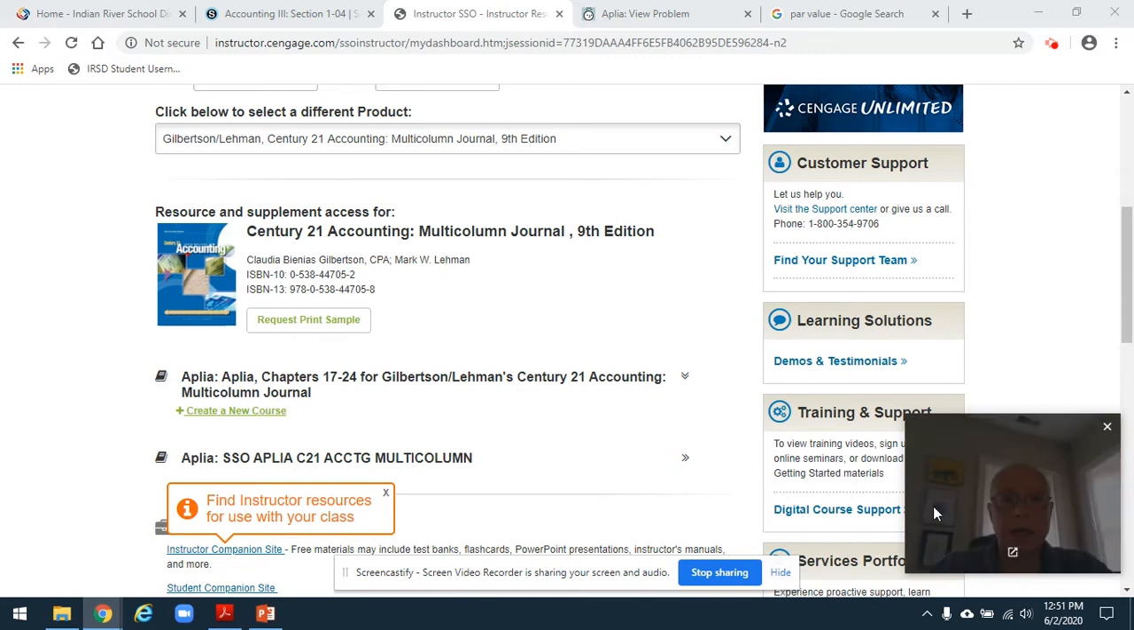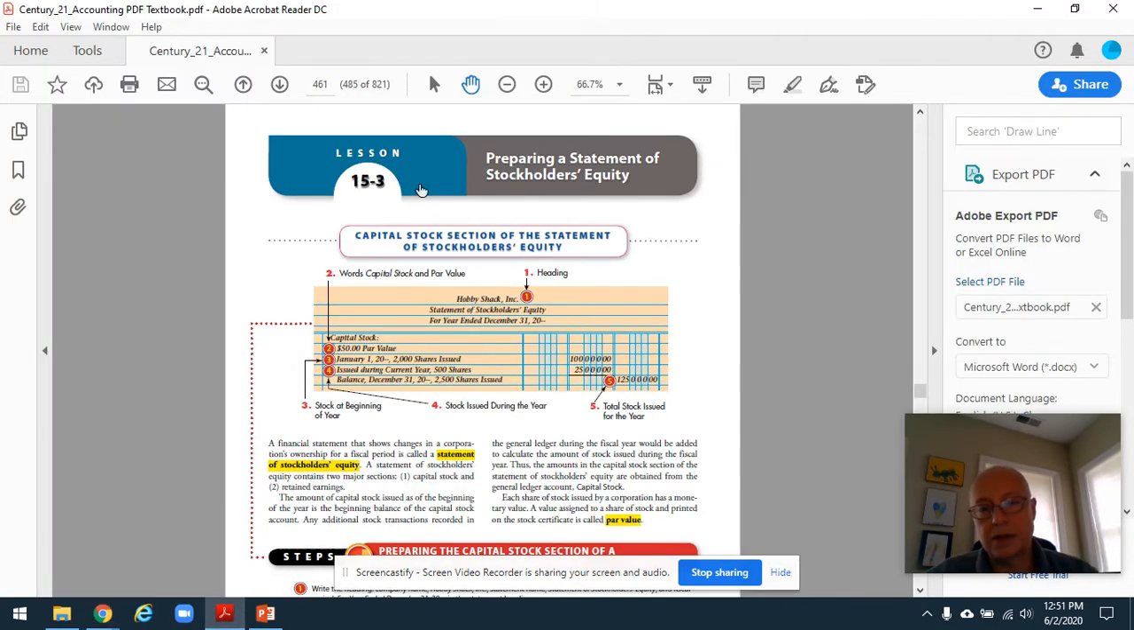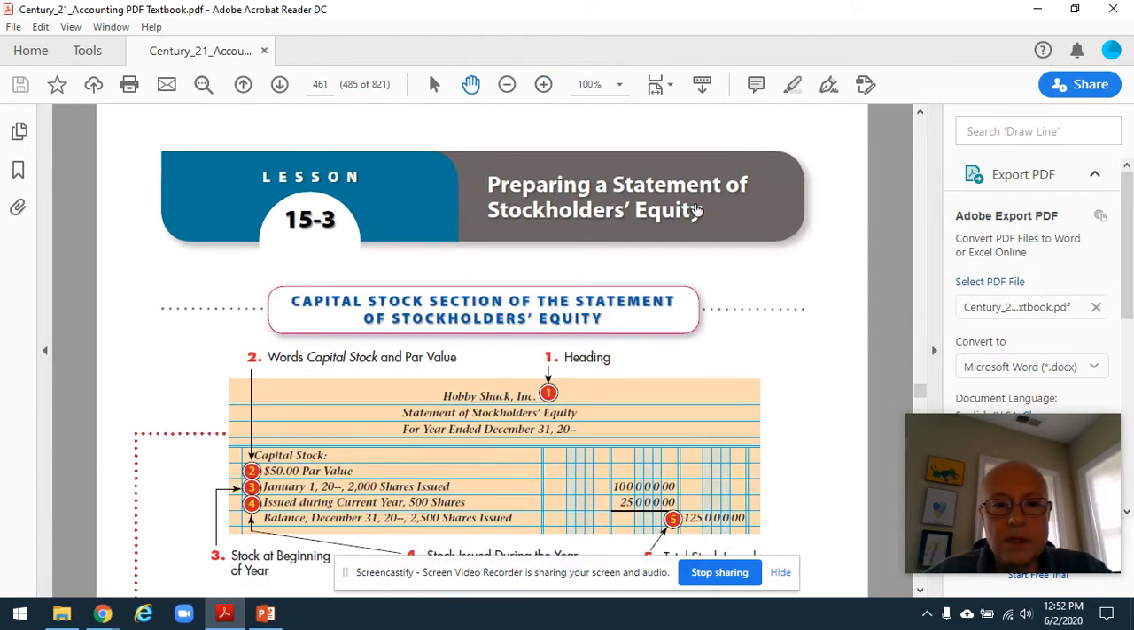So we're going to jump right in and do the statement of changes to stockholder equity. Now, I'm going to go through this fast. It's a short chapter. So this is not that difficult.